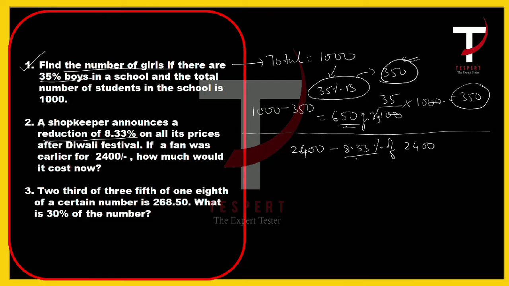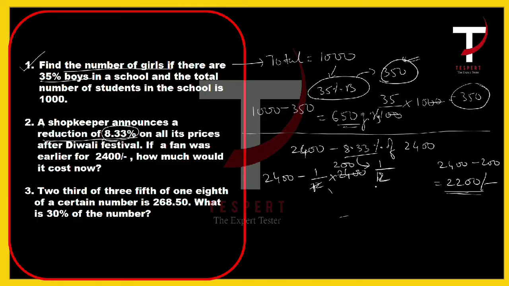This is the reduction. So what is the fraction equivalent of 8.33%? In the previous slide, if you remember, we discussed fraction equivalents and percentages. 8.33% means 1 by 12. So 2400 minus 1 by 12 of 2400. 1 by 12 of 2400 is equal to 200. So 2400 minus 200 discount is 2200. The final price of the fan after the 8.33% discount is 2200.